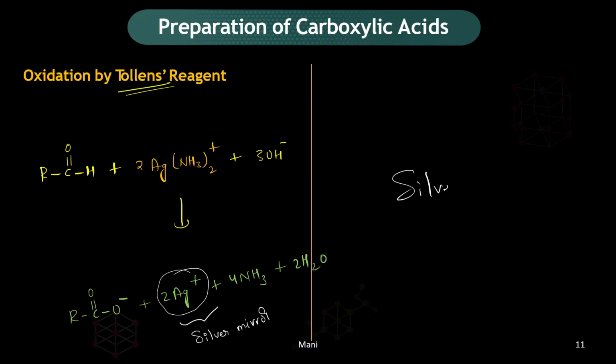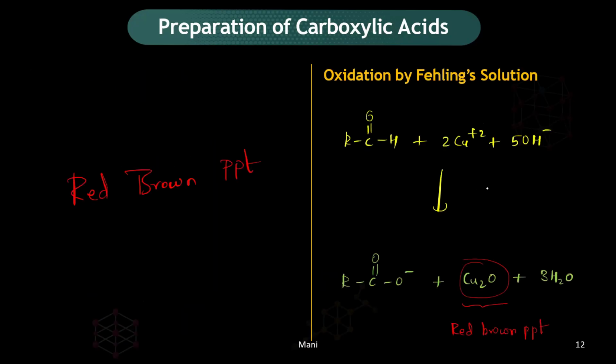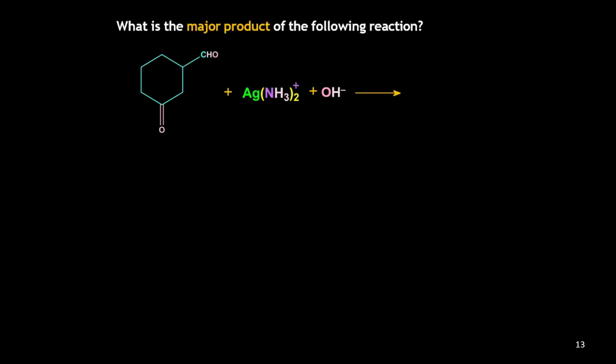Or you can say the metallic silver. Understood? Is this clear? Both the solutions, Tollens reagent and Fehling solution. Yes, sir. Okay. Tell me what is the answer? So tell me, what is this reaction at least?